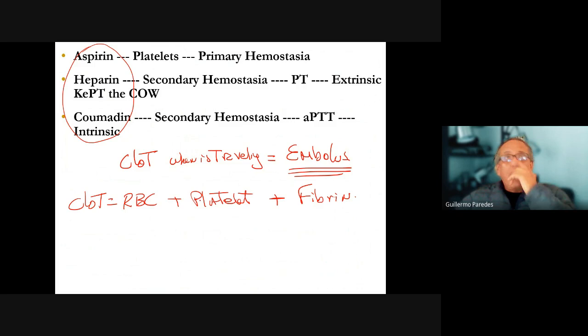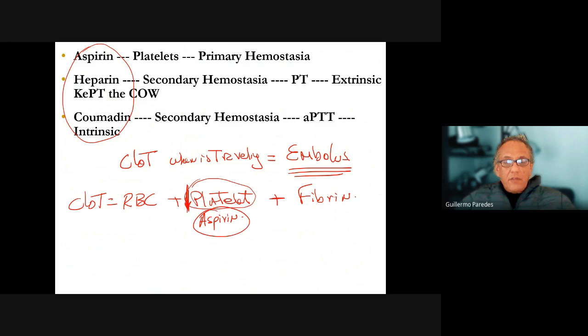Now, the platelets are going to diminish their aggregation when you give aspirin. So aspirin is going to basically decrease the activity of the platelets.